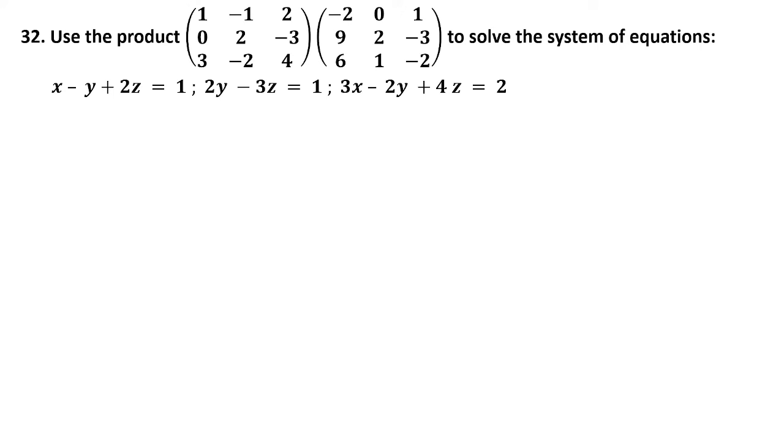Question number 32. These type of questions are normally coming. They ask you to find the product then solve. Please don't see the question as individual questions. Find the product, use it to solve it. When you find the product, one of the matrix will be a coefficient matrix. Which is a coefficient matrix now?